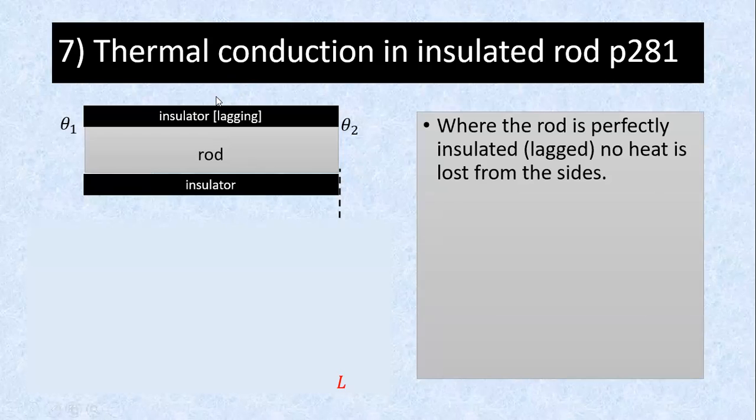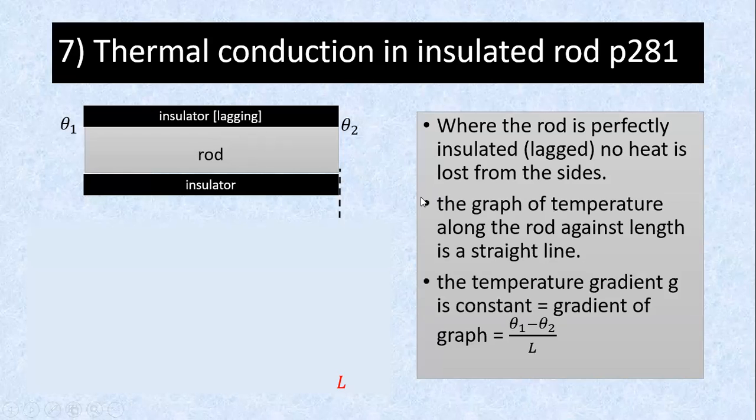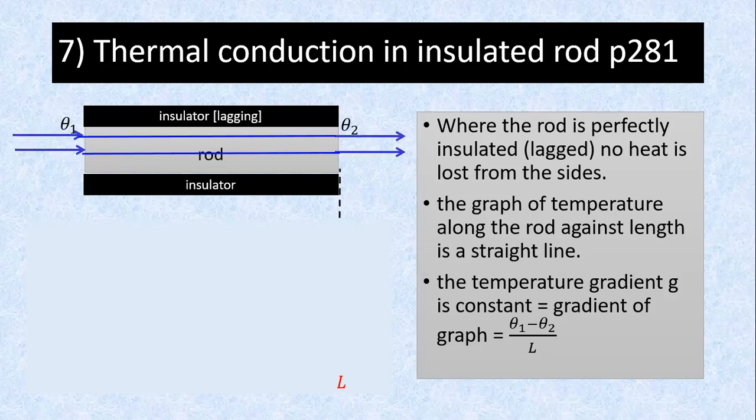Insulator, or sometimes we use the term lagging. Perfectly lagged, right? That means no heat is lost at all. So if we are going to look at the graph of temperature gradient against the length, you get a straight line. And the temperature gradient is constant. We will want to draw that. Basically, the heat goes in, the heat comes out. Same. Heat is not lost, right, teacher?